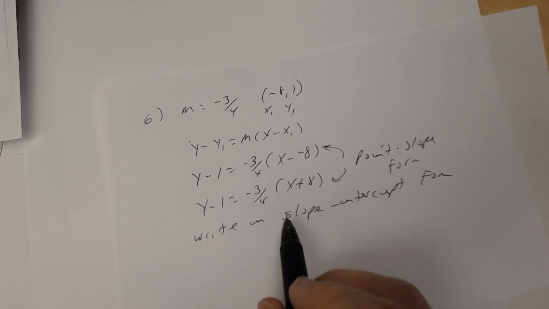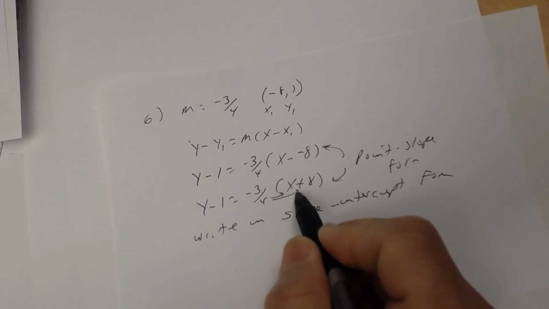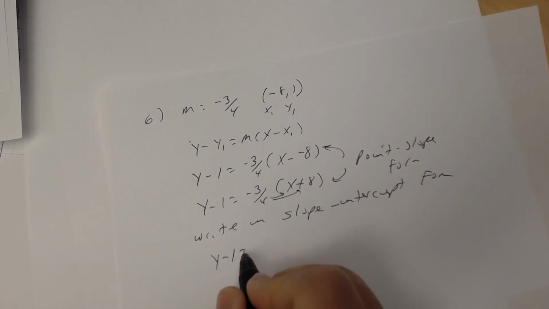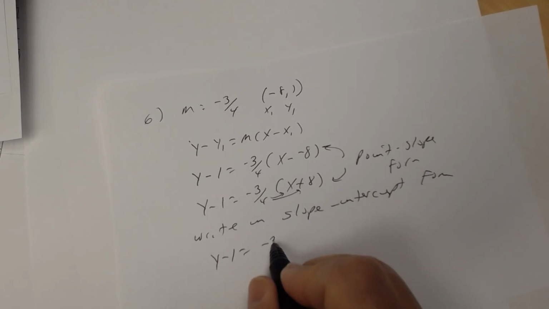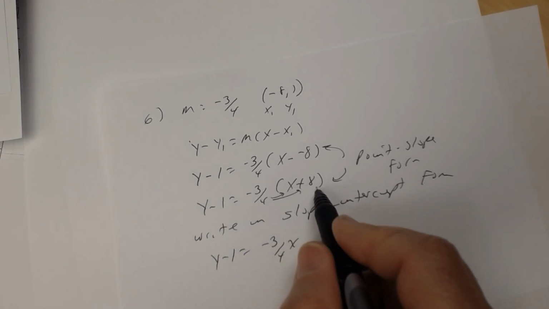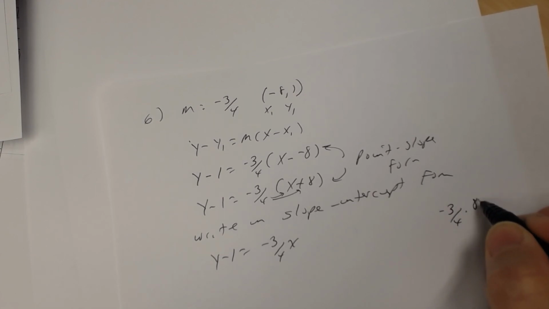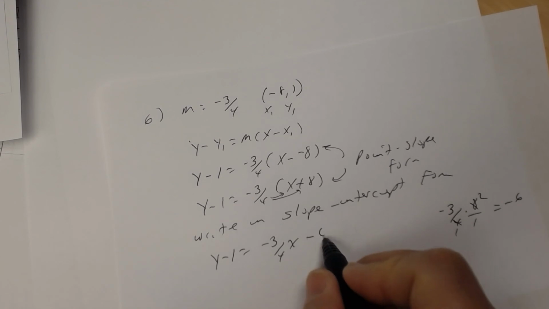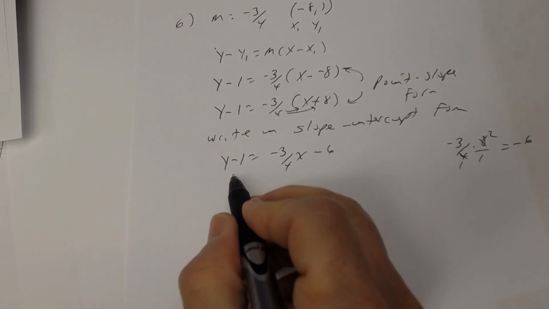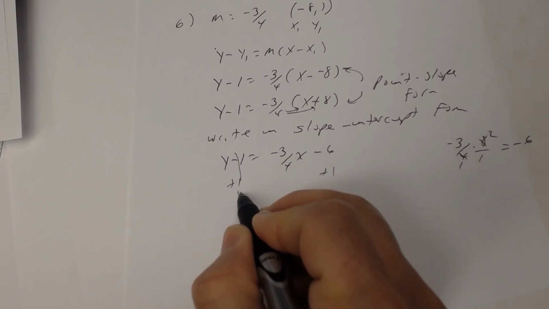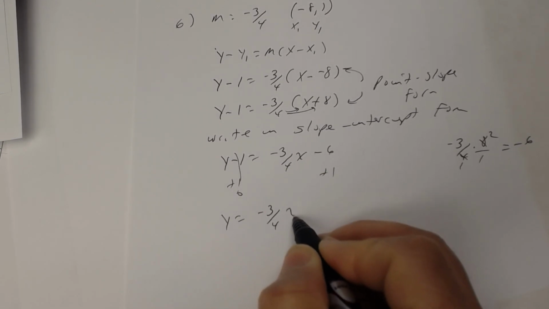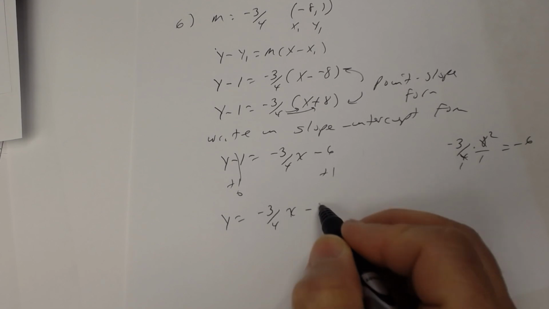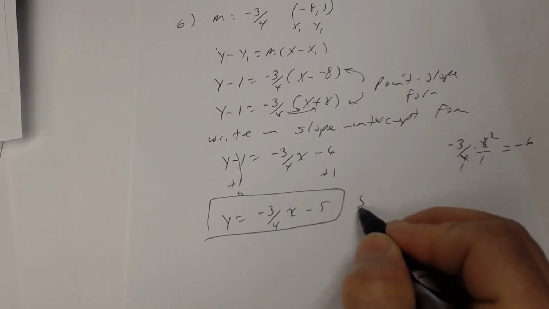To write it in slope-intercept form, you're going to distribute the negative 3/4. So I get y minus 1 equals negative 3/4 times x is a negative 3/4 x, and negative 3/4 times 8, and then reduce. 4 and 4 is 1, 4 and 8 is 2. A negative 3 times 2 is a negative 6. So negative 3/4 times 8 is a negative 6. And then finally, just add 1 to both sides. I get y equals negative 3/4 x, negative 6 plus 1 is negative 5. So there's your slope-intercept form.